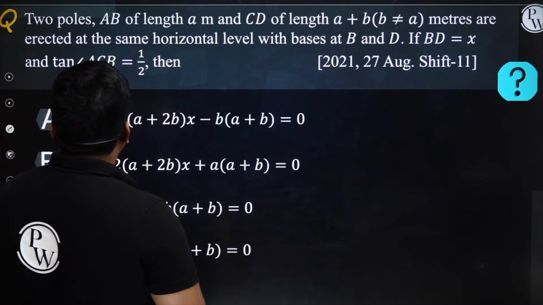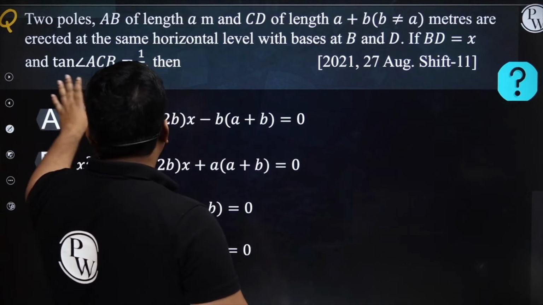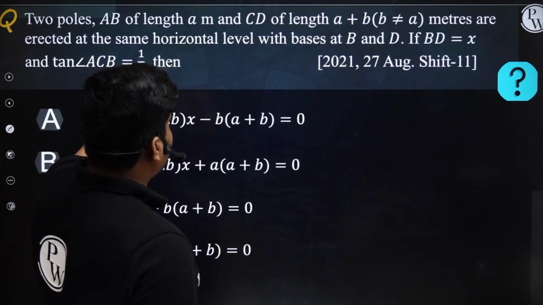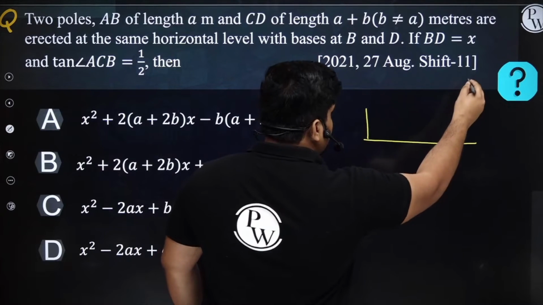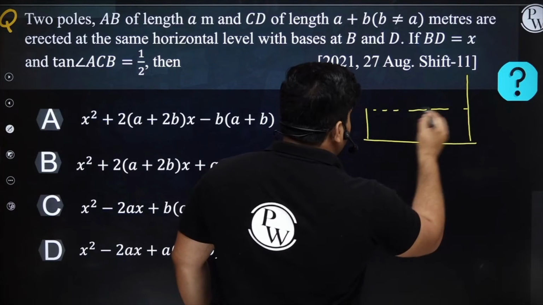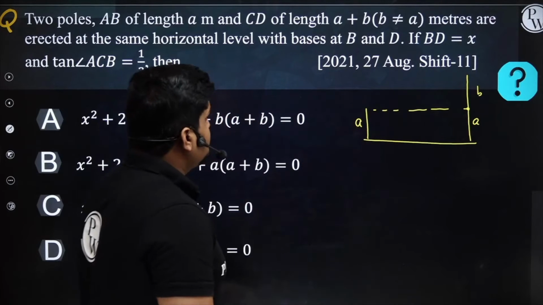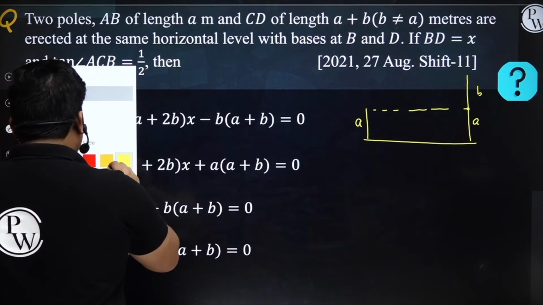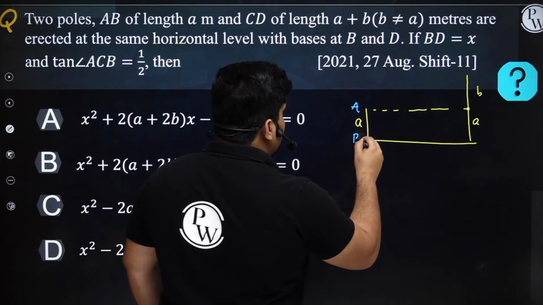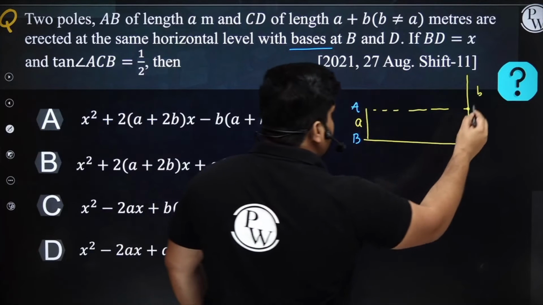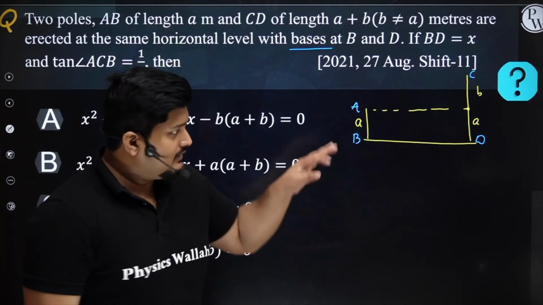Let's solve the next one. Two poles AB of length a meters and CD of length a plus b meters are erected at the same horizontal level with bases at B and D. Okay, so something like this. So this is a and this is a plus b. Something like this. Right? So AB and CD, B and D are the bases. So the length of AB is a, and the length of CD is a plus b. So that is what we have drawn.